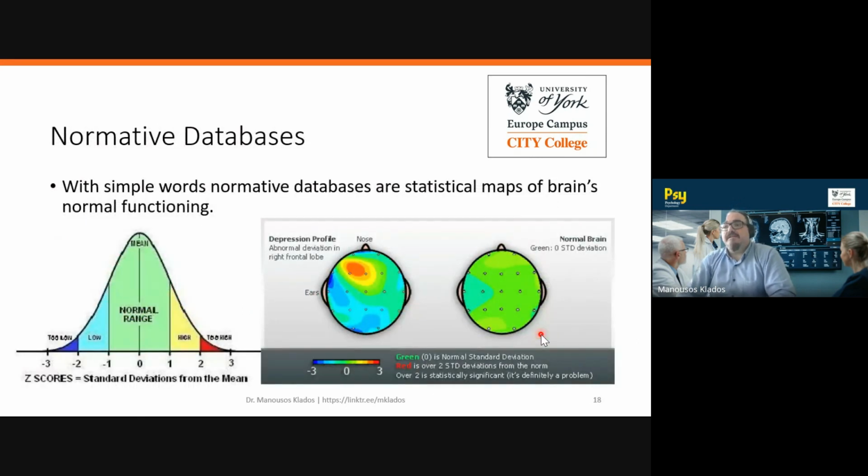And if you would like to connect that with disorders, let's check this profile. This profile is from a depressive person, where we see very increased, let's say, prefrontal alpha activity. And here we see another person, of the same alpha brain wave activity, without depression. As you can see, the red area here sits over 2 standard deviations from the norm, which is actually statistically significant.